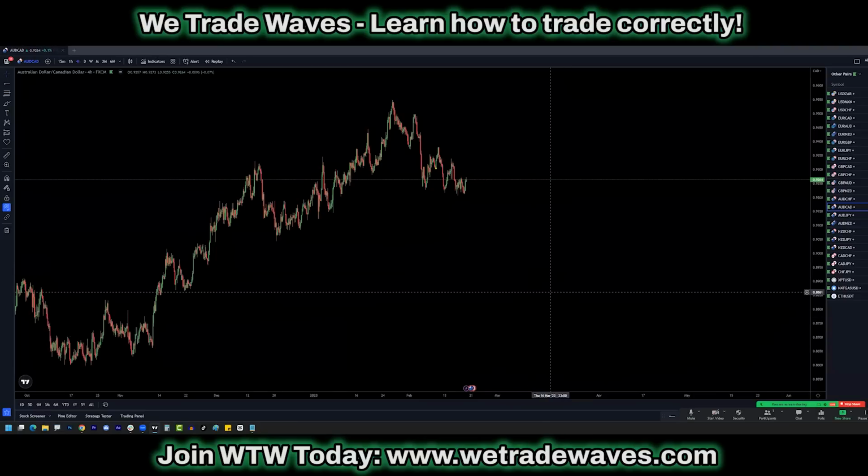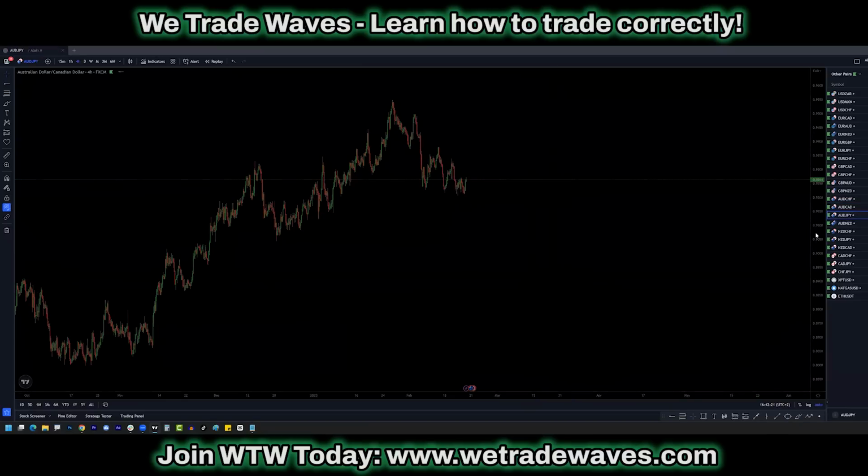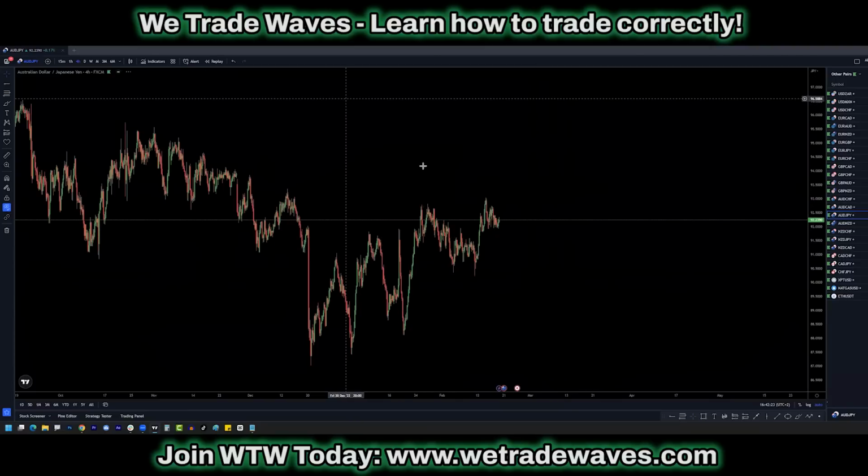Aussie CAD, same thing. If this turns out to be a corrective structure, another fall will be coming here. Aussie Yen, I will leave this one. I'll focus on other Aussie pairs. This is still in the making. I will leave it and I'll focus on other pairs. If Yen will be pushing, if Yen basically will be falling, this one will push back up.